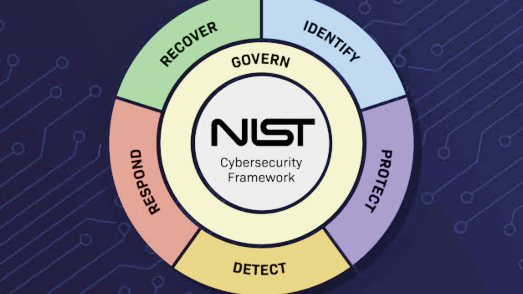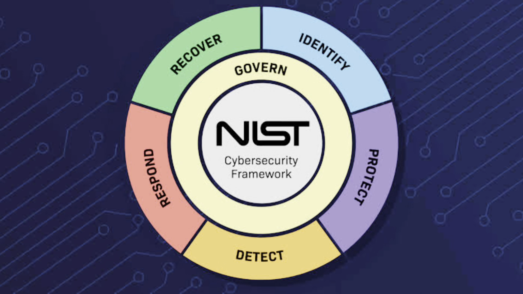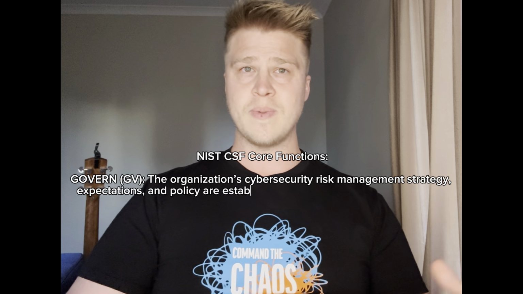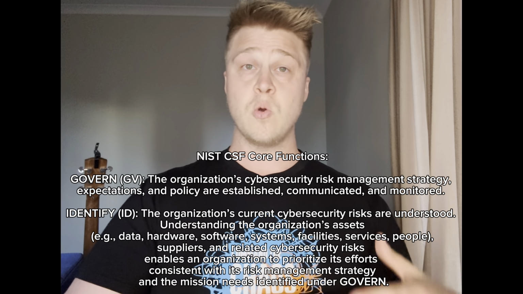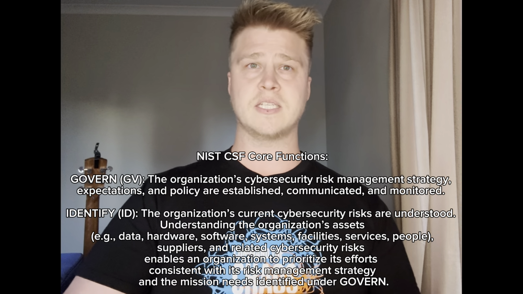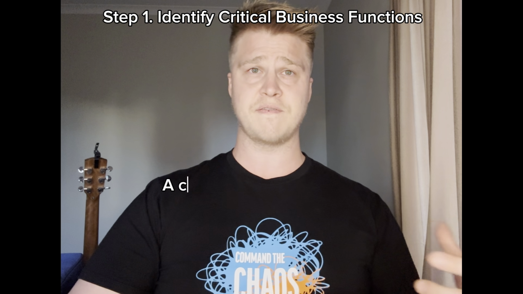In our last video, we tackled Govern, how to set up cybersecurity policies and strategy. But governance is just the blueprint. Now let's talk about how to bring that blueprint to life through the second function, Identify. This is where we figure out what we need to protect, where our risks are, and how threats might exploit those gaps. Step 1 is to identify critical business functions.